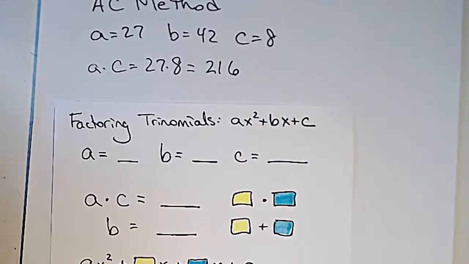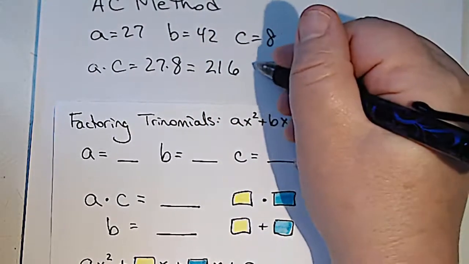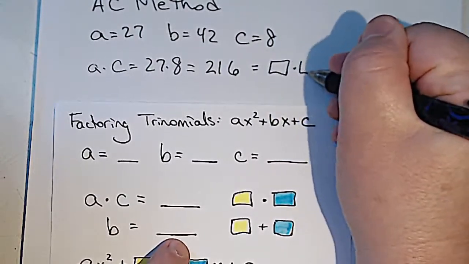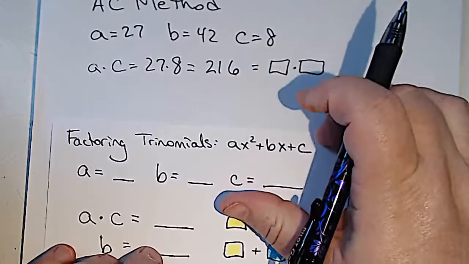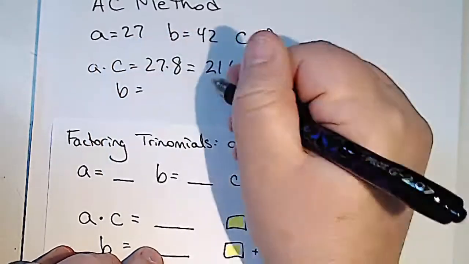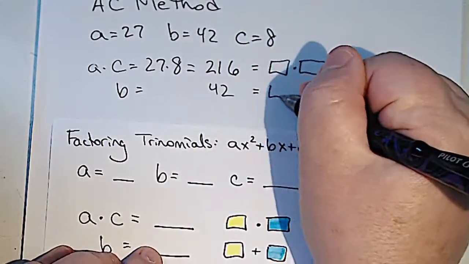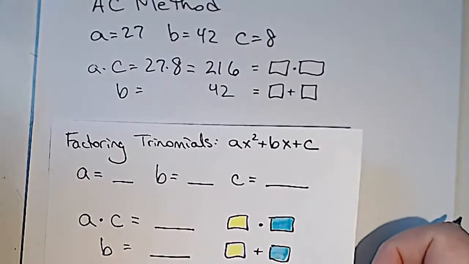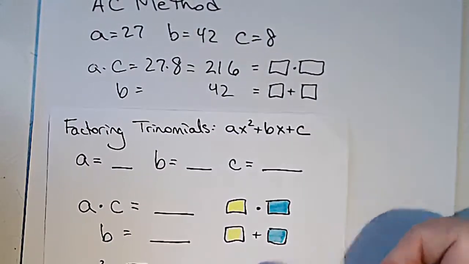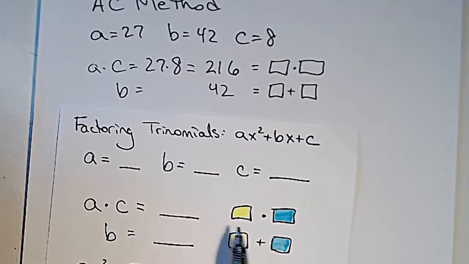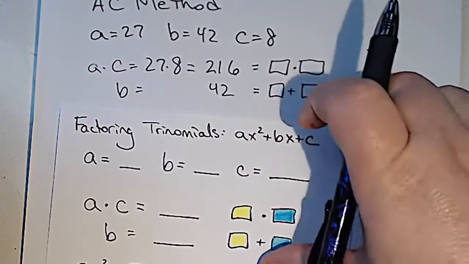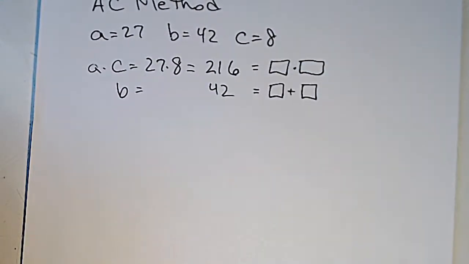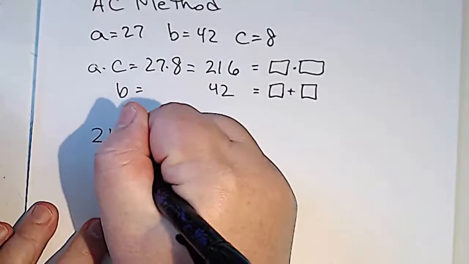Let's hope it's 216. So I need two numbers that multiply to 216, and B is 42. So those two numbers have to add to 42. That's what this is saying, right? We want to find two numbers that multiply to this A times C, and those two numbers have to add to B. Okay. So how do we do this?